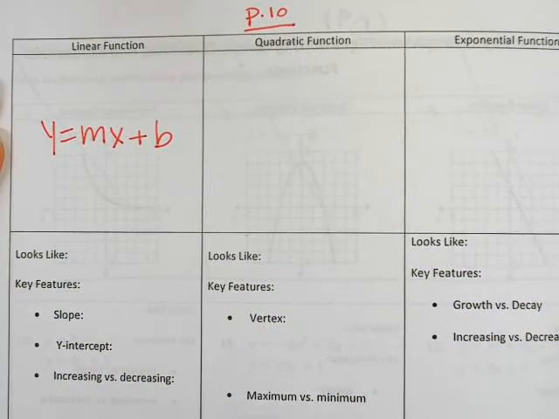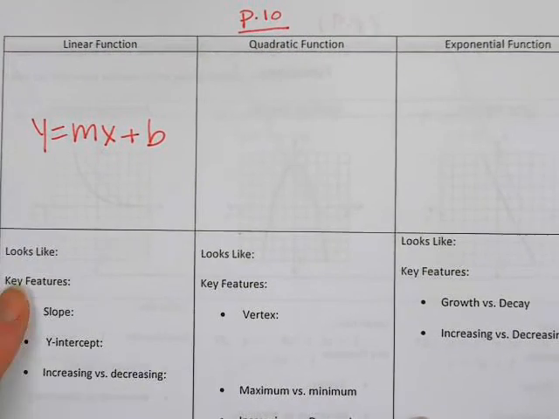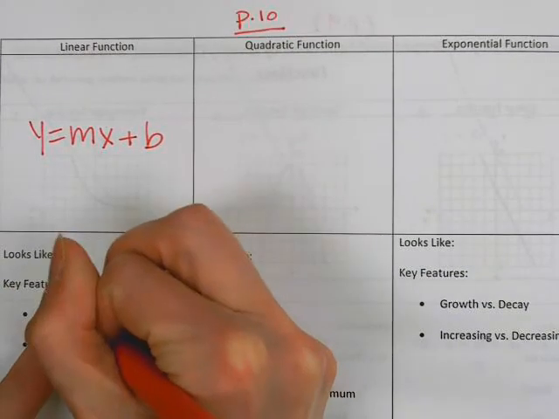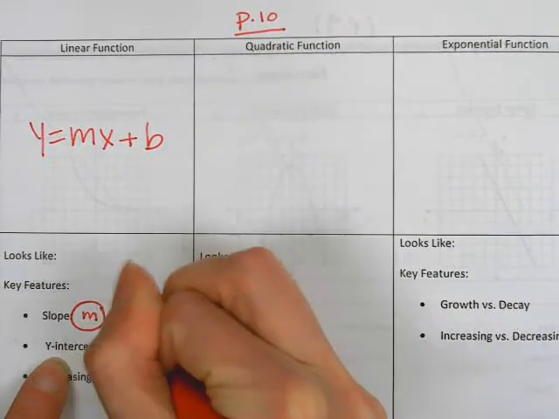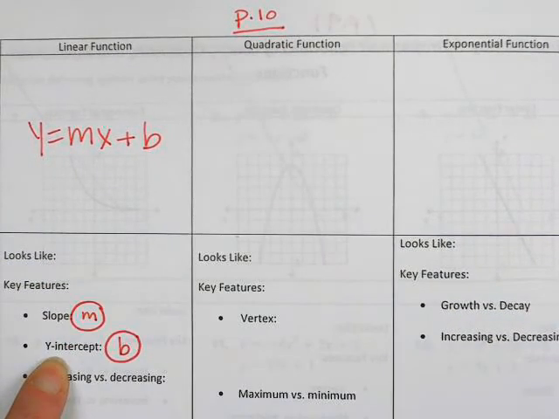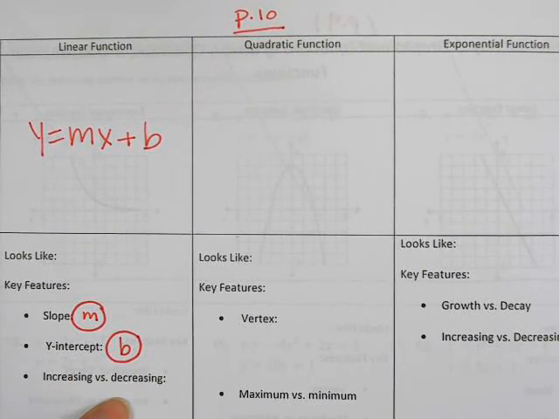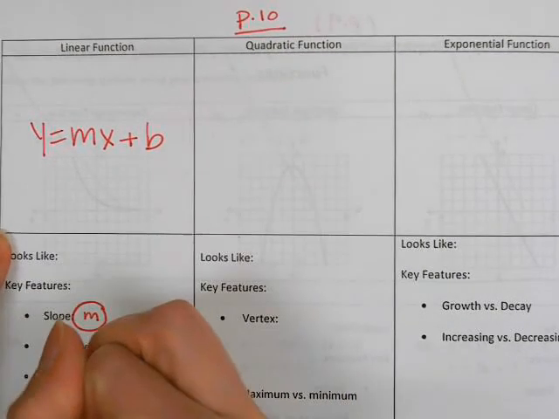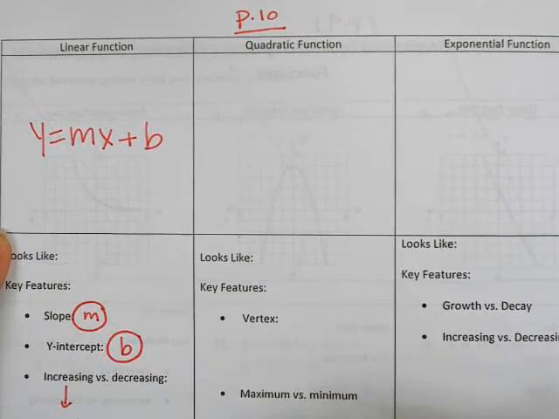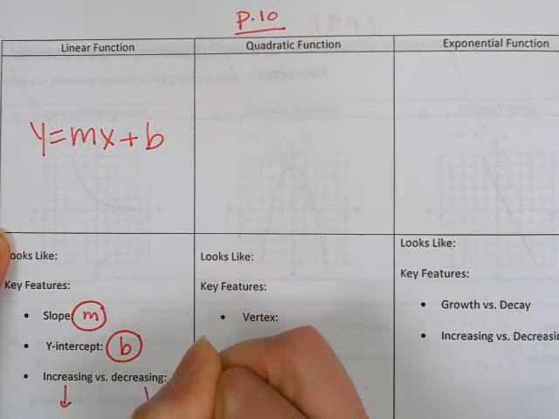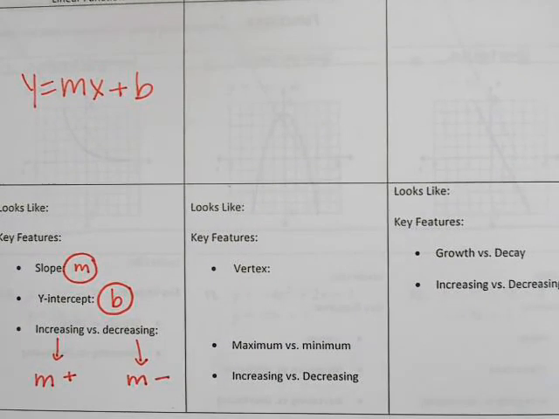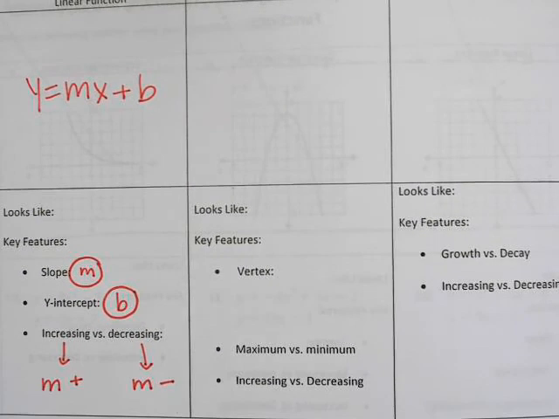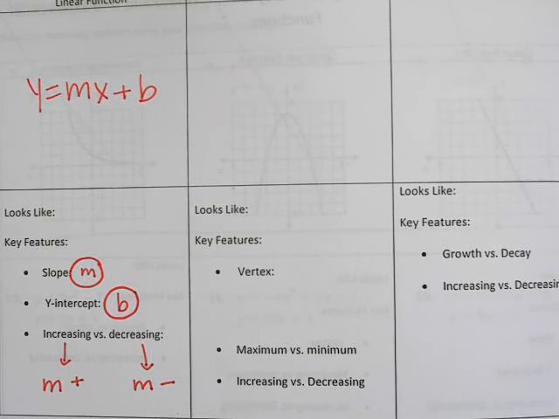And then we have the same key features. If it's a linear function, slope is based on the m. Y-intercept is based on the b. And increasing and decreasing depends on the slope. So it's increasing if the slope is positive, and it's decreasing if the slope is negative. Okay, so today, if you don't have a graph and you just have an equation, we're going to determine the key features.